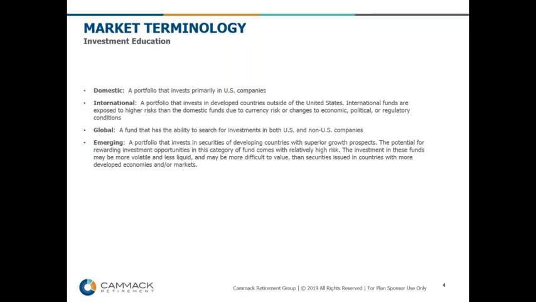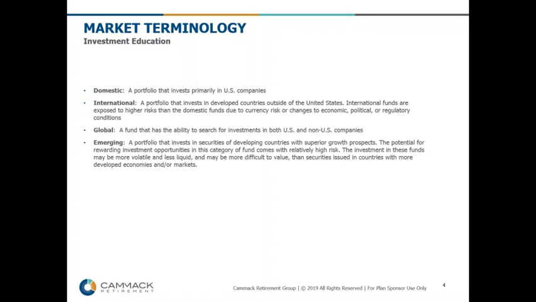The issue with the global fund, however, is that usually it will have at least 50% or greater in the U.S. because its country allocations tend to have more to do with the GDP allocations of the world.